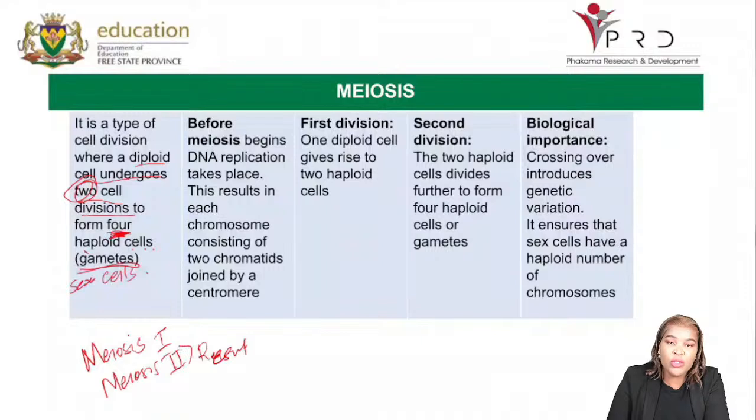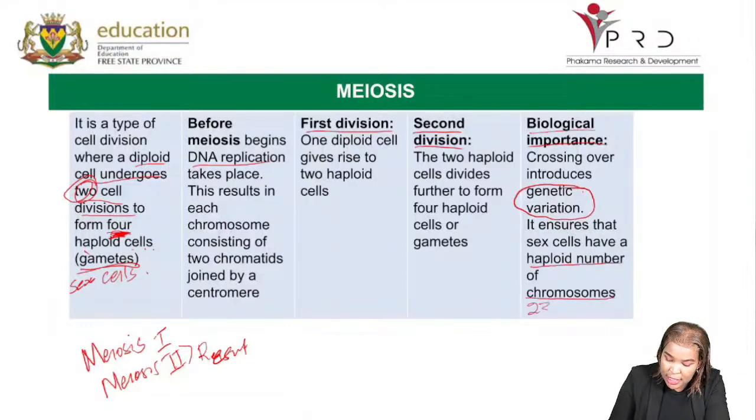Right. So before meiosis begins, there is going to be DNA replication. You must know that is happening. Then you must know what is happening in the first meiotic division. Then you must know what is happening in the second meiotic division. And you must know, why is it important? Why is meiosis important? It is important because crossing over brings about genetic variation, and it also ensures that sex cells have a haploid number of chromosomes.